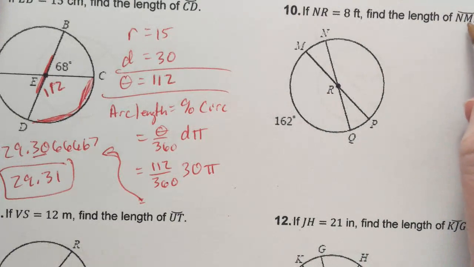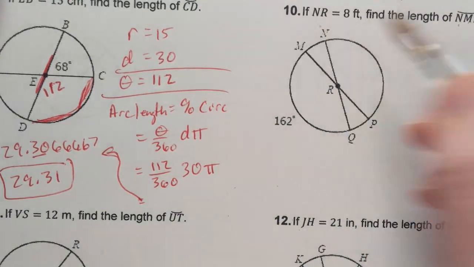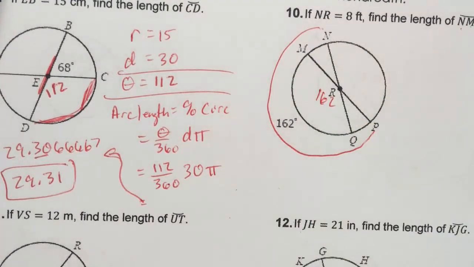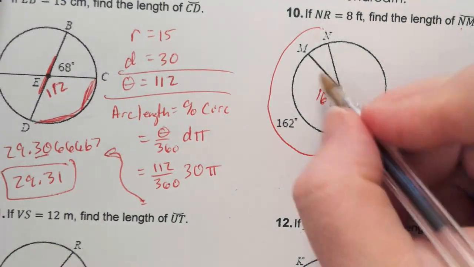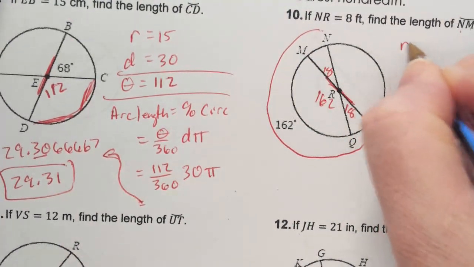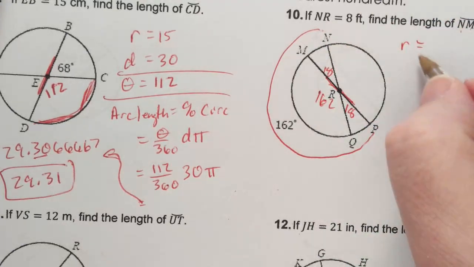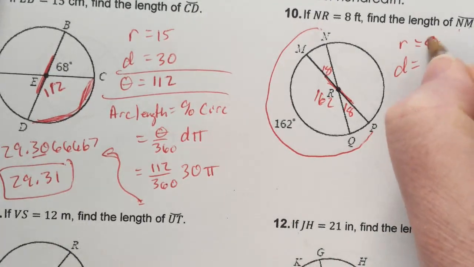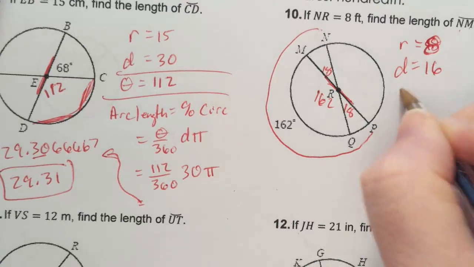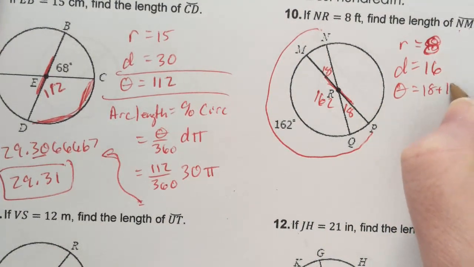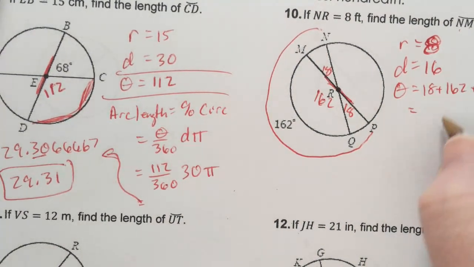Okay, number 10. We want NMP, N, M, and then P, so we want all of this. If this right here is 162, then to make a straight line, this would be 18, and also this would be 18. Radius N to R is, I'm sorry, it's 8, not 18. Our diameter is 16, and our theta would be 18, 162, and 18. So 18 plus 162 plus 18, and we would pop out with 198.